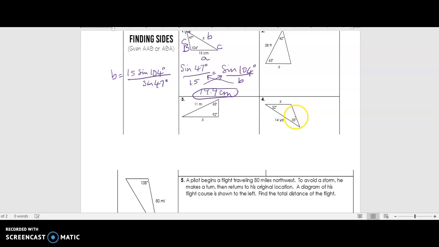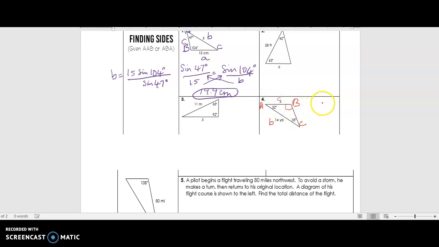Let's do the fourth one. The fourth one here has 32 degrees, 35 degrees, and x. We have 14 yards, which is opposite this angle, and we need to find that side. First, let's call this A, B, and C. Angle B is given, and we need to find angle C.